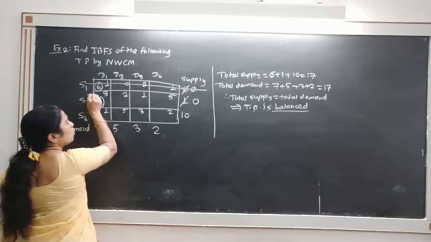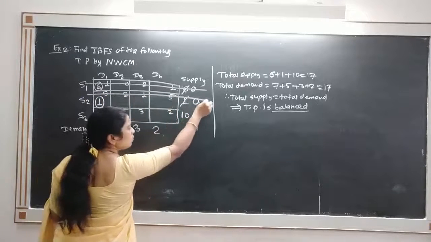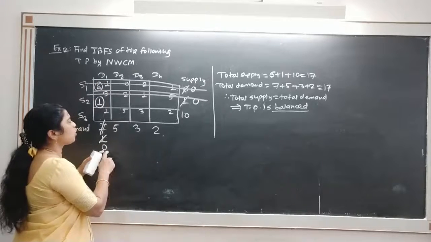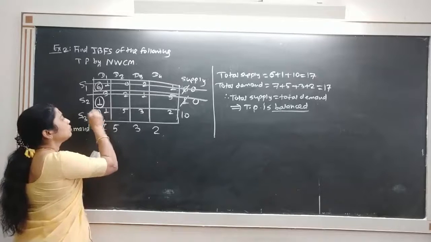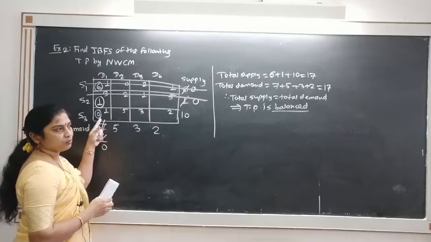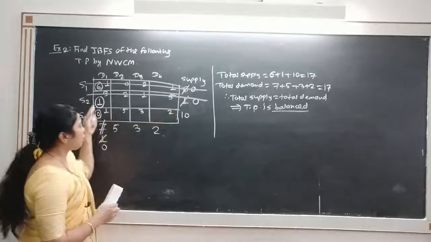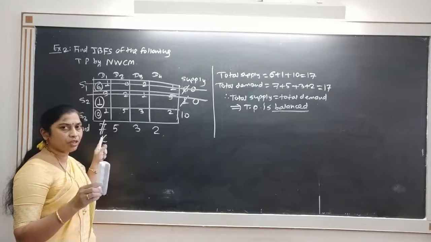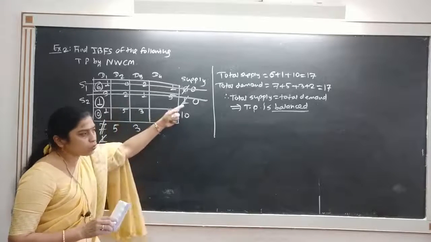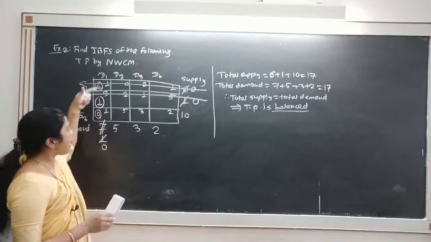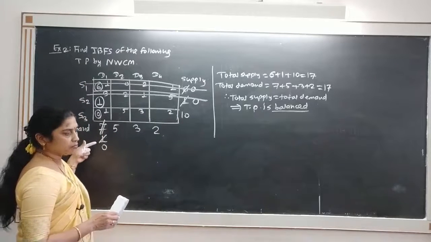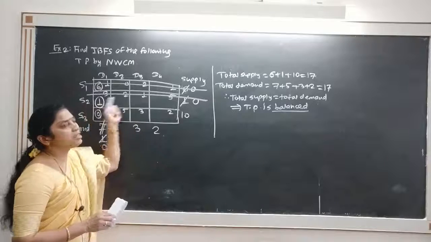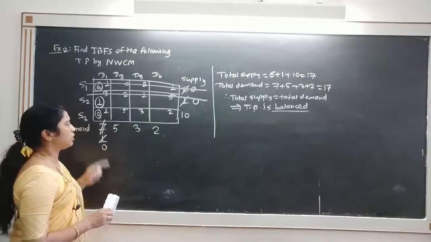Suppose I cross out the row. If you cross out the row, then this column remains uncrossed. In that uncrossed column, we allocate 0 to any cell. So whenever a row and column get crossed simultaneously, you have to cross out only one, either row or column. If I cross out the row, I have to leave 0 as an allocation in the uncrossed column. Or if I cross out this column, I have to leave 0 in this uncrossed row. Now I leave 0 here.